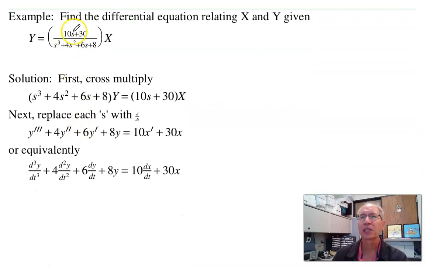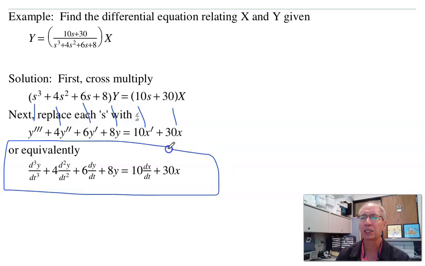For example, suppose I have x and y related by the following transfer function. What's the differential equation? Now we can go either way. Given the differential equation, find the transfer function. Given the transfer function, find the differential equation. Works both ways. To go the other way, here's the transfer function. What I do is cross multiply. Note that s means derivative, so there's the third derivative, second derivative, first derivative of y, y, first derivative of x, x. So this is the differential equation that relates x and y. And you can use either form, prime notation, or the notation used in calculus. They're both equivalent.